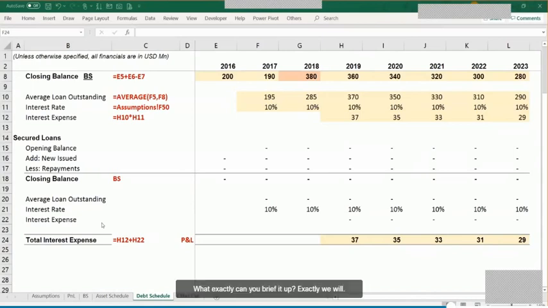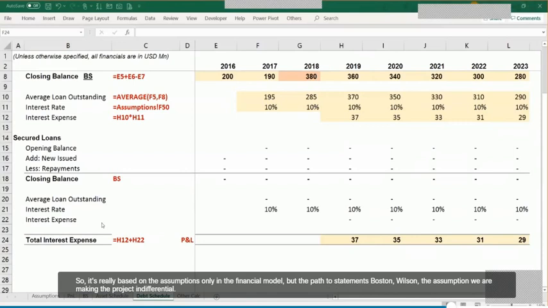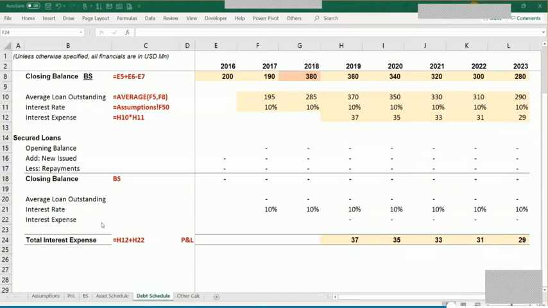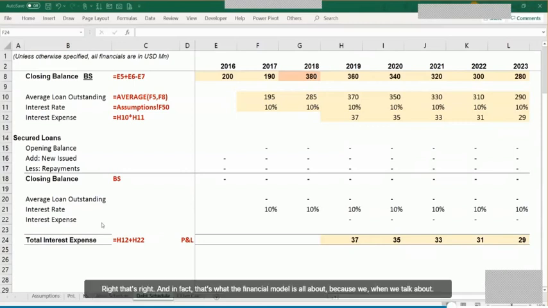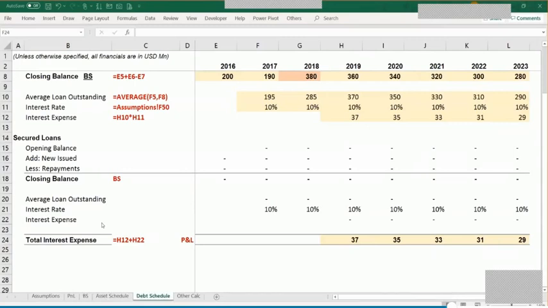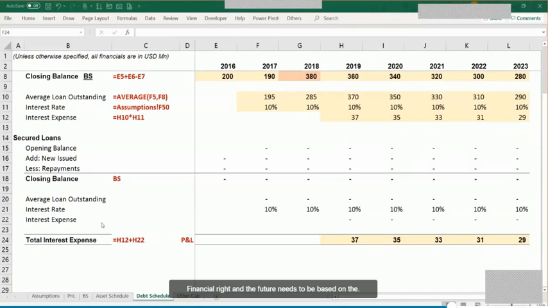Exactly, it's really based on the assumptions only. We are making the financial model with the past statements and assumptions, projecting the financials. Correct, that's right. And in fact, that's what the financial model is all about. Because when we talk about a financial model, we're talking about the future financial projection, right? And the future needs to be based on certain assumptions.